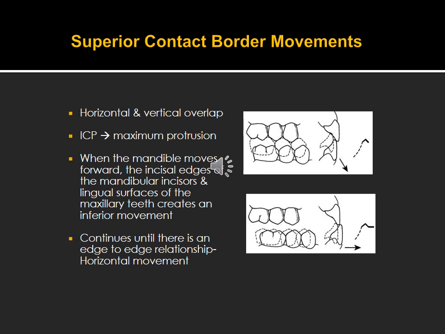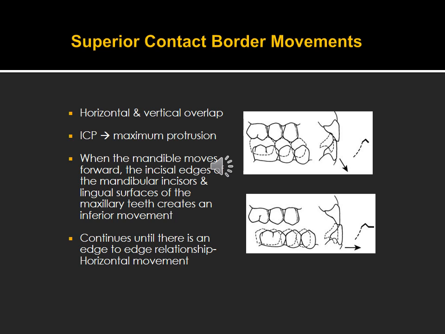will make inferior movements. So when you try to move your mandible forward, your lower teeth will move against the palatal surface of your upper incisors and will move forward, as you can see from the arrow in the top picture. And when we continue until we have the incisors edge to edge relationship, this will start a horizontal, forward movement.